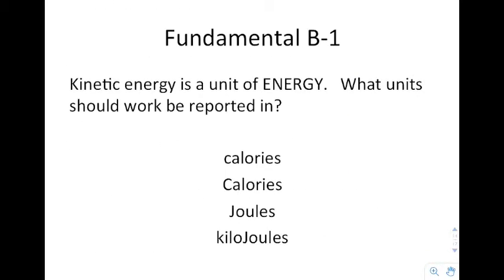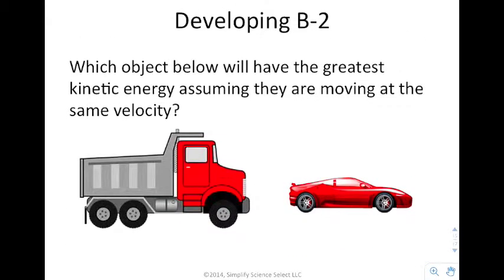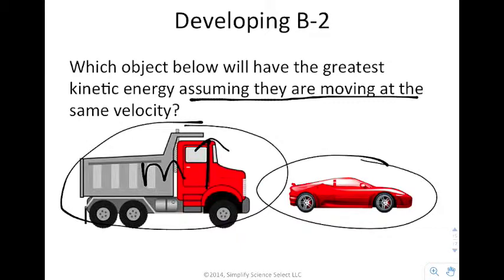So, kinetic energy is a unit of energy. What should the units be reported in? And that is, of course, the joules, just like it is for all energies. It says which object below will have the greatest kinetic energy, assuming they are moving at the same velocity. So, unless the pictures are just totally out of whack, this dump truck clearly has more mass than the sports car. So, because of that, this has smaller mass. So, the more mass, the more kinetic energy, as long as they have the same velocity.